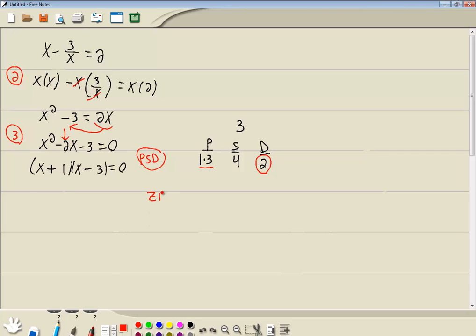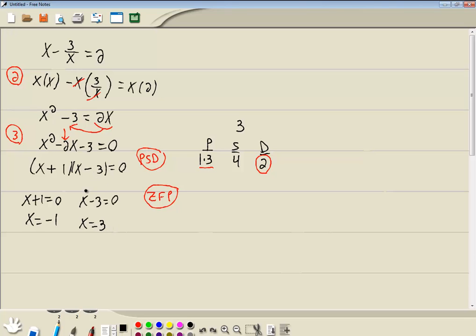And now we can use the zero factor property. The zero factor property says you get 0 on one side, you factor the other side, you set each factor equal to 0. So I'll set x plus 1 equal to 0 and x minus 3 equal to 0, which gives us x equals negative 1 and x equals positive 3.